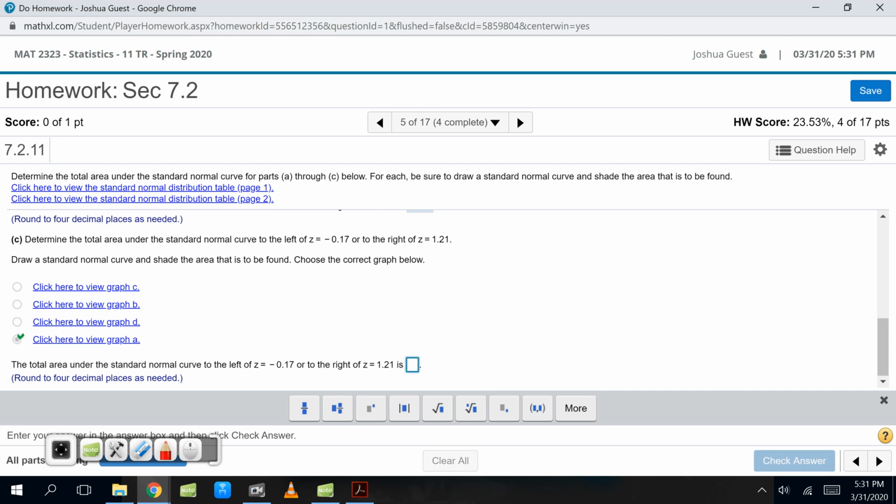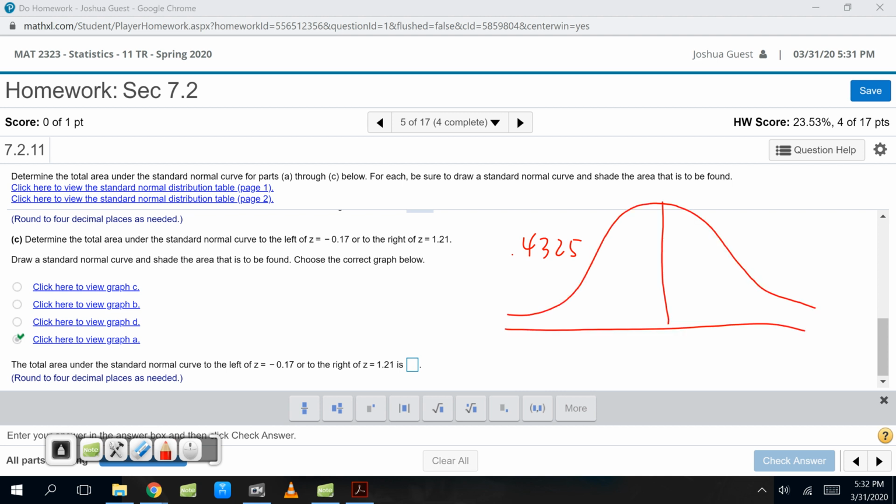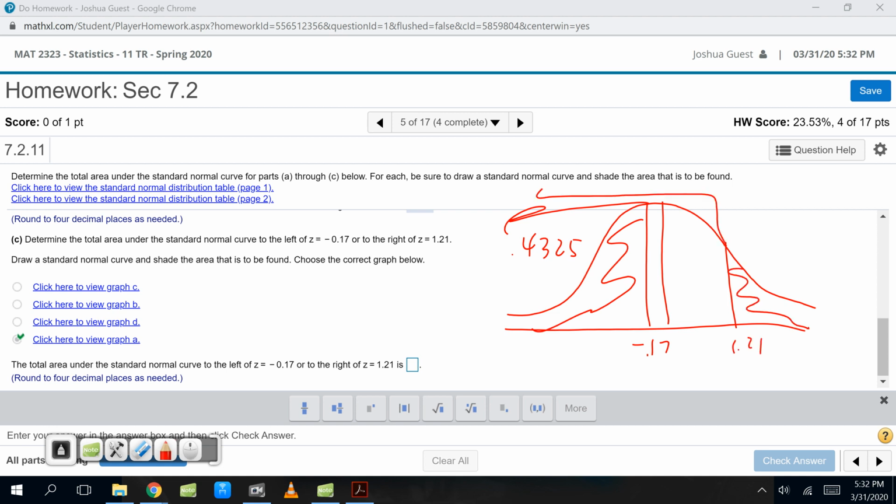To the right of that number, to the left of the other number. So it was 0.43. Let's draw the picture again. So it was 0.4325 when we talk about my normal curve here. And I was at negative 0.17. This area here to the left was this. And then for 1.21, this area out here. All of this was 0.8869.